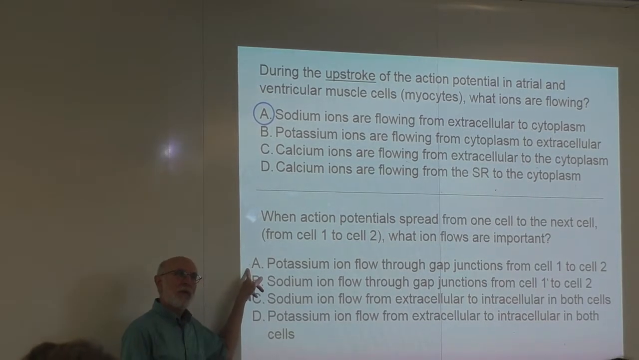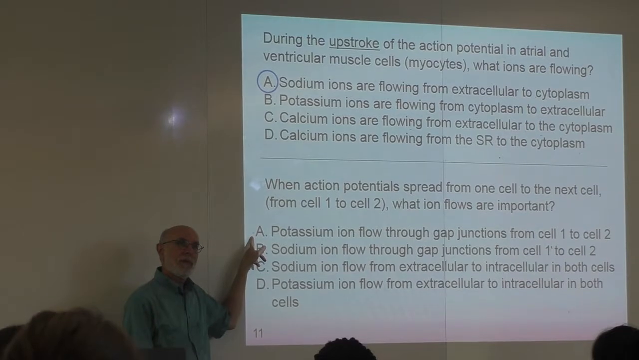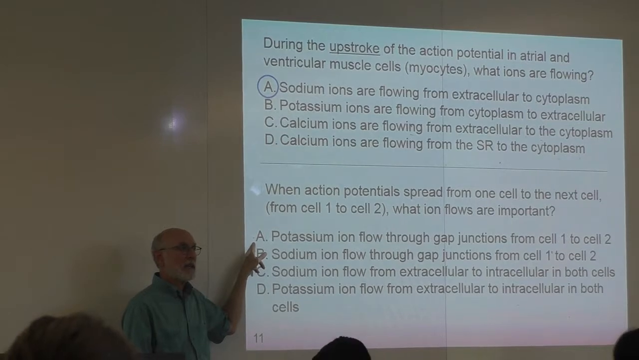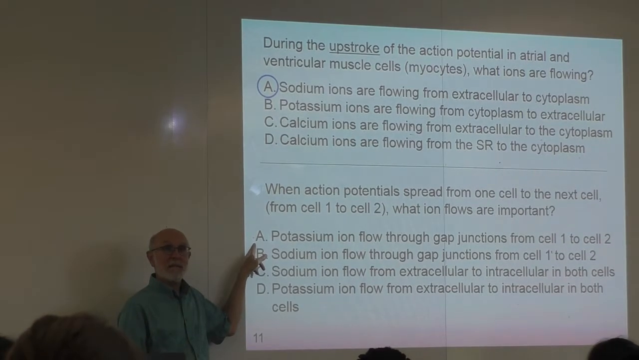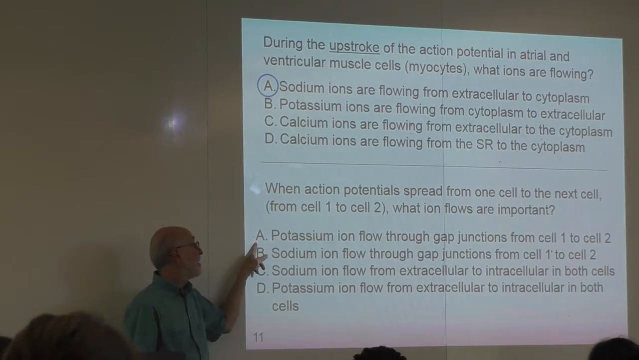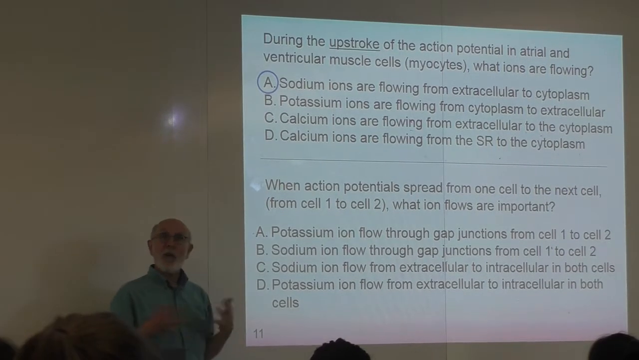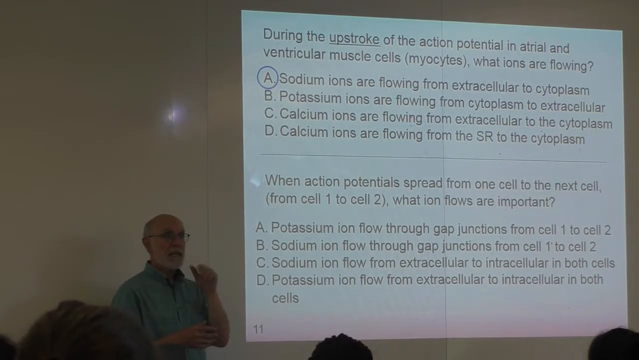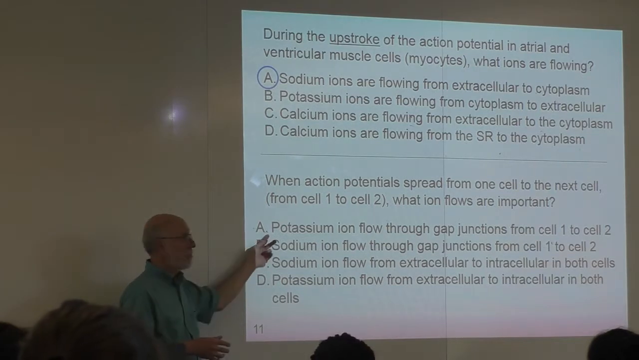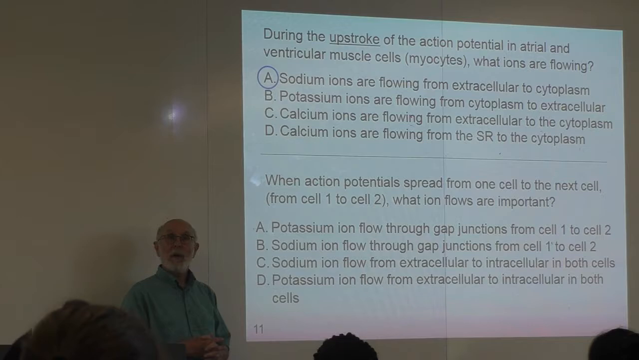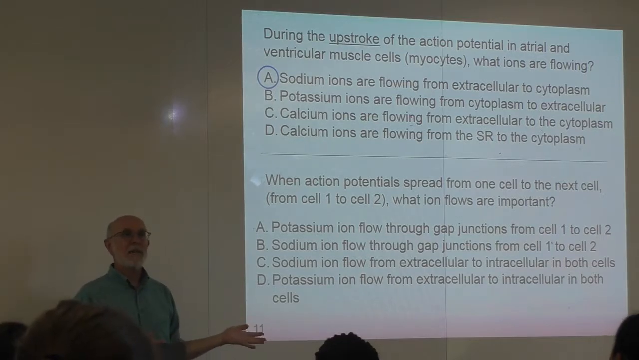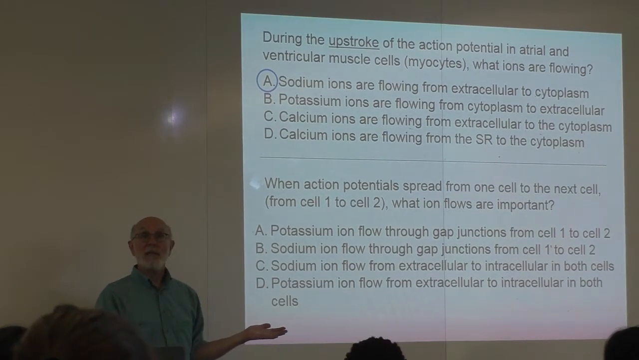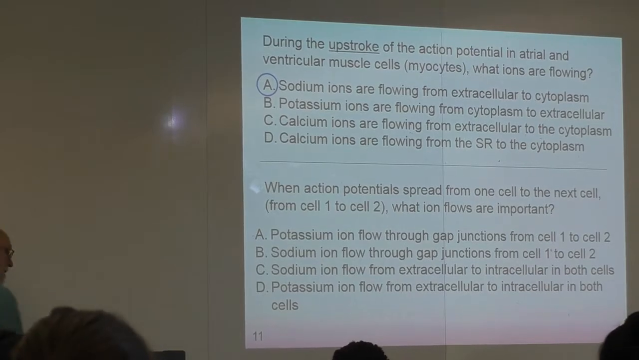So is A true? I saw a bunch of green A's, so some of you think it is. Somebody explain it. Gap junctions are open. What's the most abundant ion inside cells? Potassium. So if one cell has a lot of potassium and it's depolarized, and the next cell has a lot of potassium and it's not yet depolarized, potassium is going to flow from one cell to the next, right?